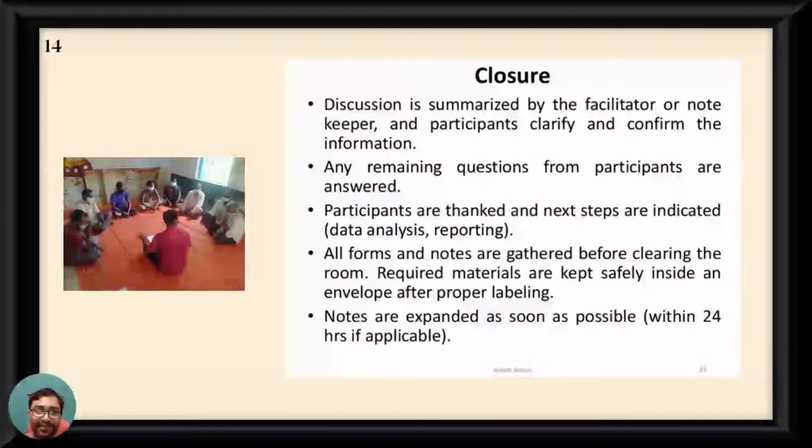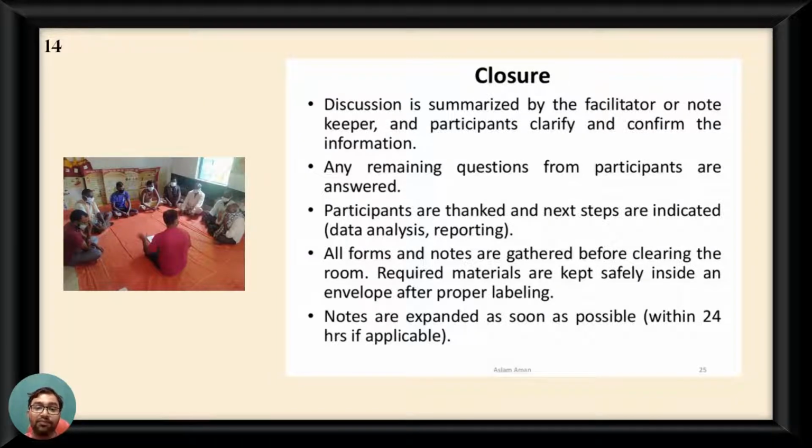The next point is closure. The discussion is summarized by the facilitator or note keepers, and participants clarify and confirm the information. Any remaining questions from the participants are answered, and participants are thanked and told the next steps, indicating data analysis and reporting. All forms and notes are gathered before clearing the room, and reports and materials are kept safely inside and labeled properly. Notes should be expanded as soon as possible, within 24 hours if applicable.